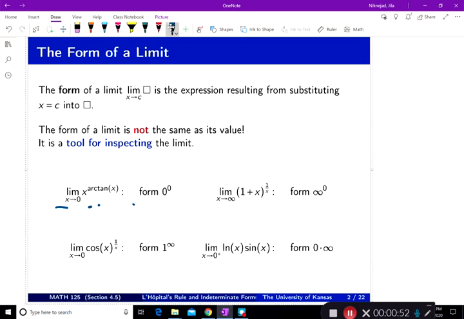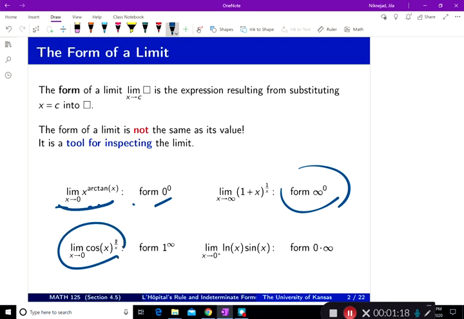And so in here, the first example, the limit of x to the power arctan of x as x goes to 0. If I plug in 0, I get 0. Arctan of 0 is also 0, so 0 to the power 0. Here, as x goes to infinity, it's infinity to the power 0. And that's the form. And then if I plug in 0 in here, I get 1 to the power infinity.